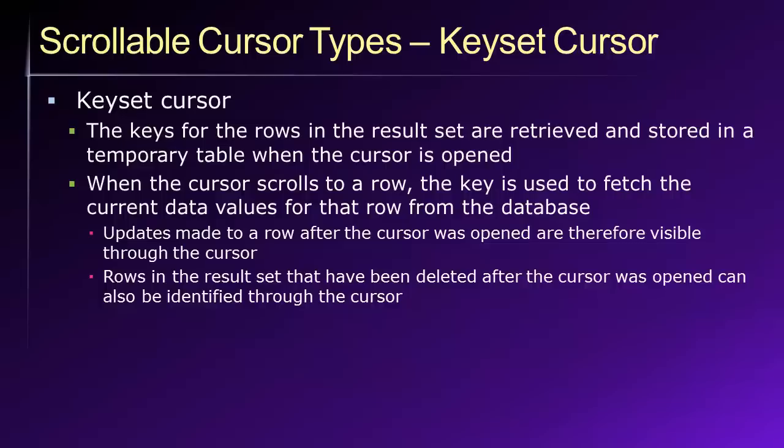Although updates and deletes are visible through a keyset cursor, new rows, that is, rows that are added using an insert statement, are not visible through the cursor. And the reason for this is that the key values for all of the rows in the result set are fetched and stored in a temporary table at the point in time when the cursor is opened. Therefore, any new rows which might be added after that point in time, their primary key values, are not going to be included in my temporary table, and as I scroll forward or backward through the result set, I will therefore be unable to identify any new rows that have been added after the point in time when the cursor was opened.